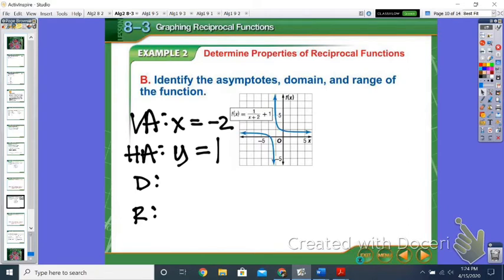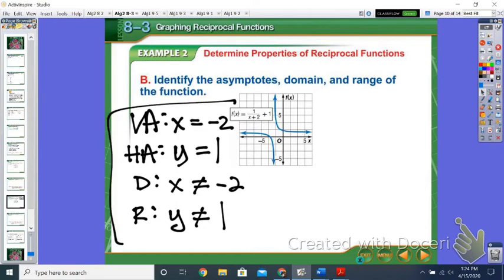That's pretty easy. You guys are pretty good at that at this point. The horizontal asymptote is y equals whatever's being added or subtracted to the fraction every time. So this is y equals +1 because you're adding 1. And the domain and range are super easy because they're the same things, but not equals, because those are the values that you cannot get for x and y. So final answer to that one.